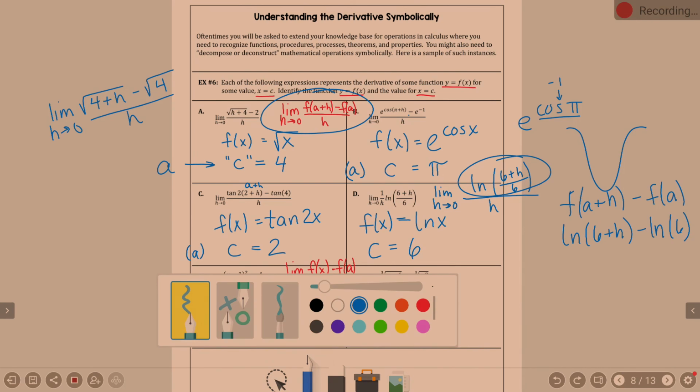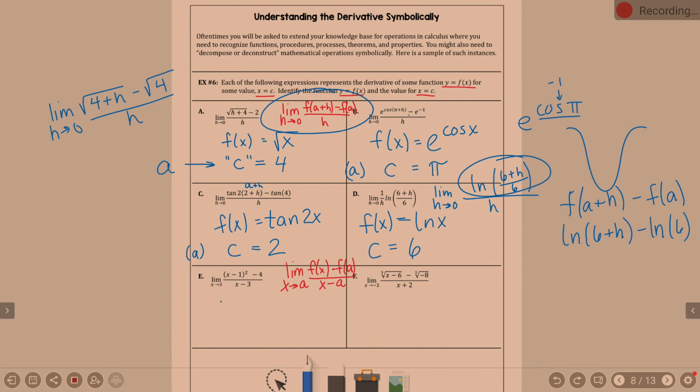We're still doing the same thing though. We're trying to find f of x, and we're trying to find our c or a value. In my opinion, these are easier once you figure them out. The information is more obvious. Thoughts? Not obvious yet?